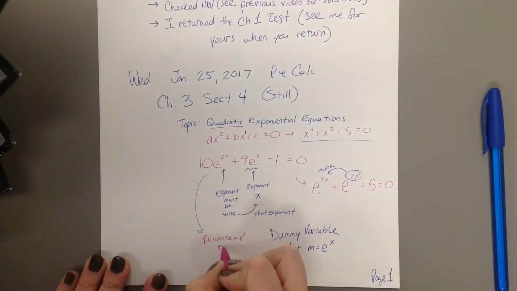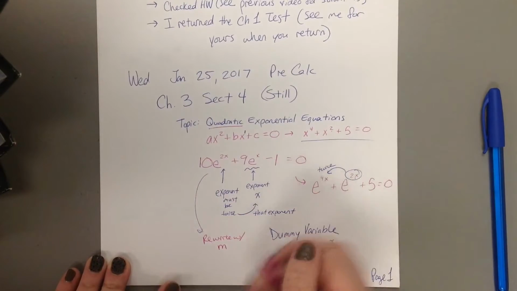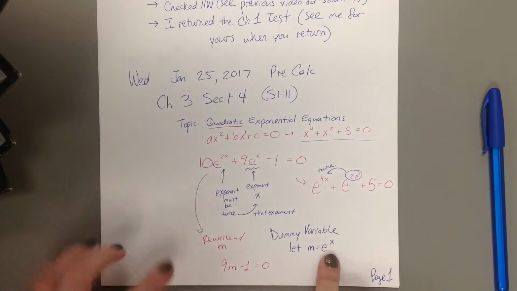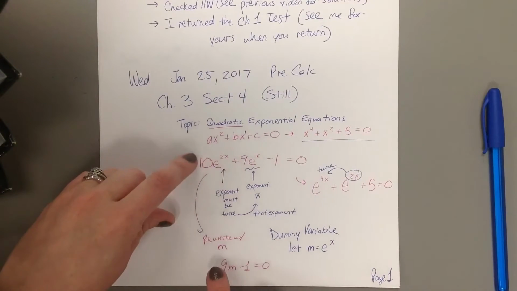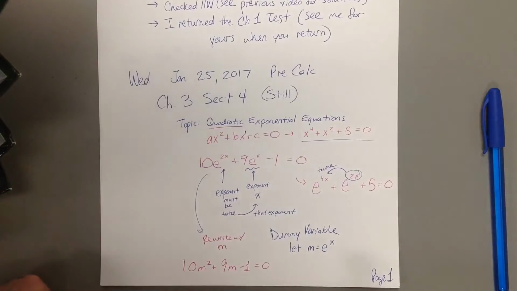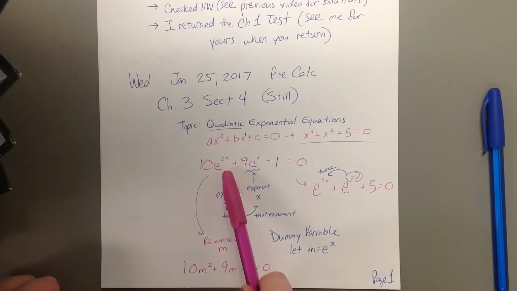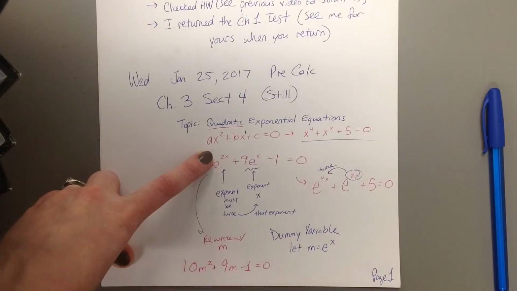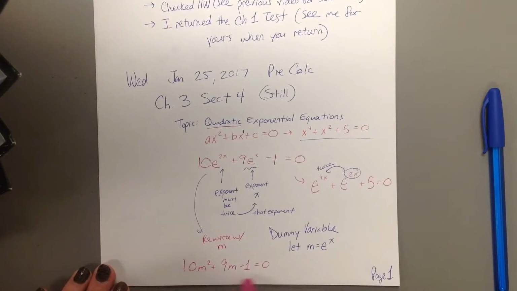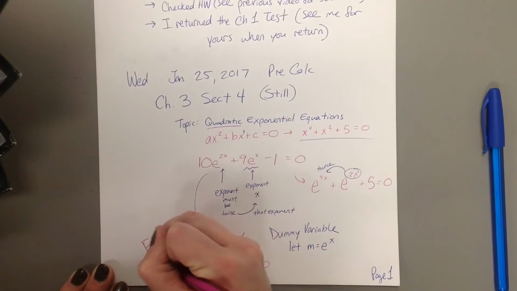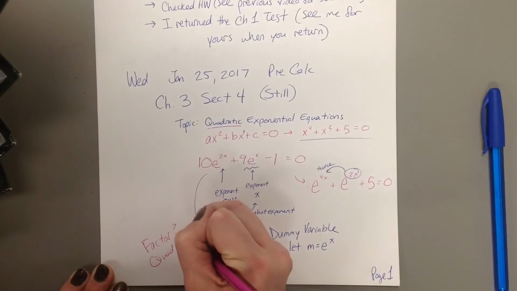rewrite with m. I would say this is just a -1 still. It still equals 0. But over here, I'm going to have 9m, since e to the x is m. And over here, that's going to be 10m squared. Since it is e to the 2x, this is e to the x, which if it was to the 2x, that would just be squared. So it's m squared. There we go. This looks exactly like a quadratic that we have solved in our past. So to solve that, we could maybe factor it if it was factorable, or we could use our quadratic formula.